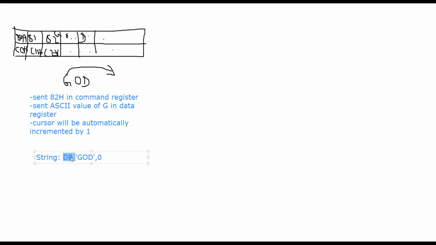What does this DB stand for? DB stands for define byte. This is something like in flash memory, this is in the lookup table. Now to bring this G, which will be somewhere, and the 0 at the end, which register will you use?